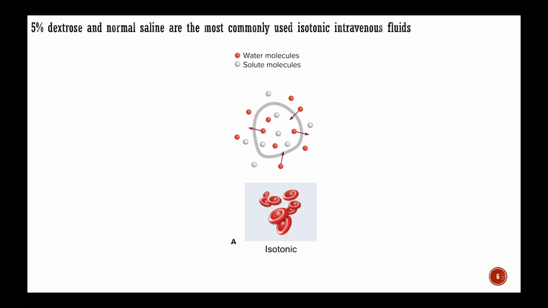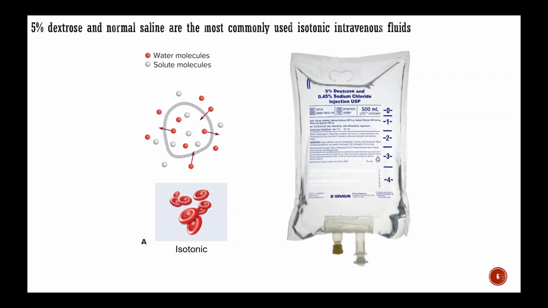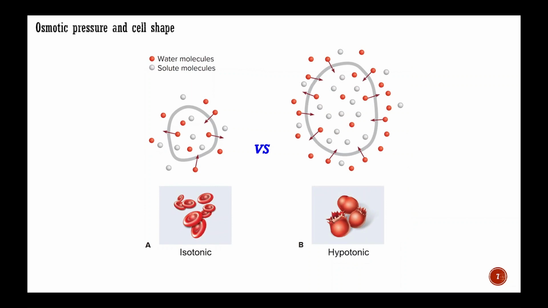Having the same concentration, and therefore the same osmotic pressure, inside and outside the red blood cell prevents a net movement of water into or out of the cell through the semi-permeable membrane. To maintain this balance of osmotic pressure, fluids that are given intravenously must be isotonic to plasma. Thus, 5% dextrose and normal saline, which is a 0.9% sodium chloride solution, are two of the most commonly used isotonic intravenous fluids.